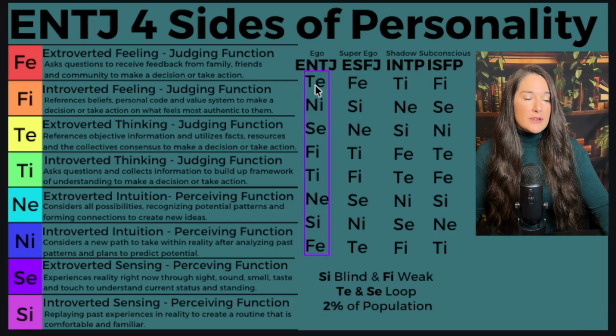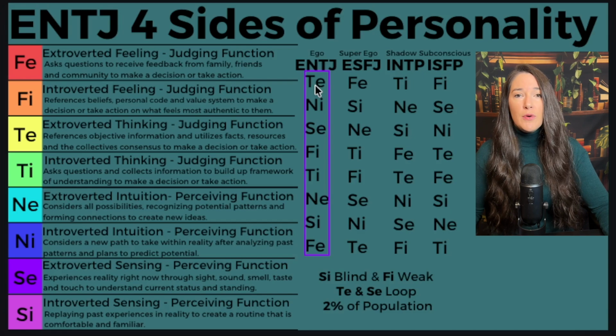The ENTJ personality is an extrovert, and they're led with Te. It is their Dom function. Te is a very proactive and productive function. These individuals have a to-do list, and they're trying to cross off each task sooner rather than later. They don't want to waste any time.